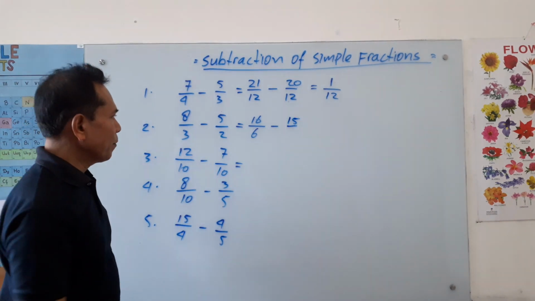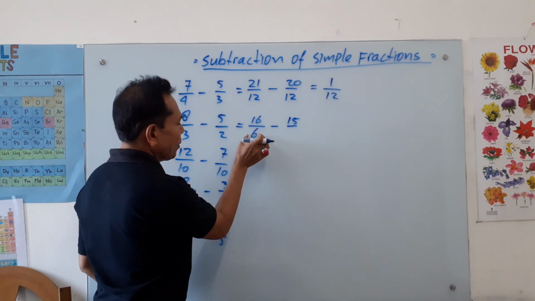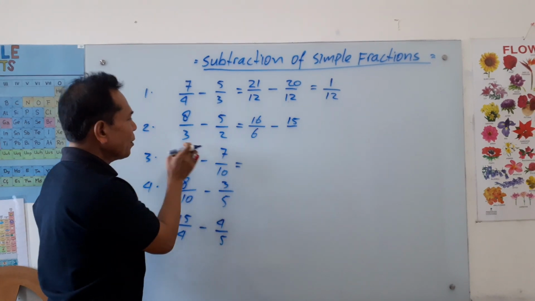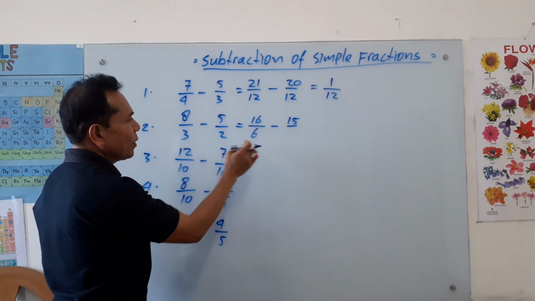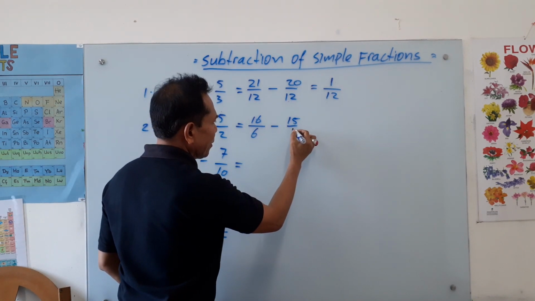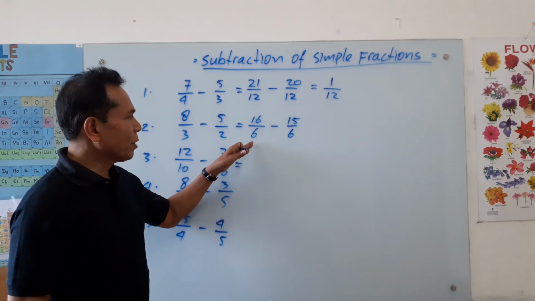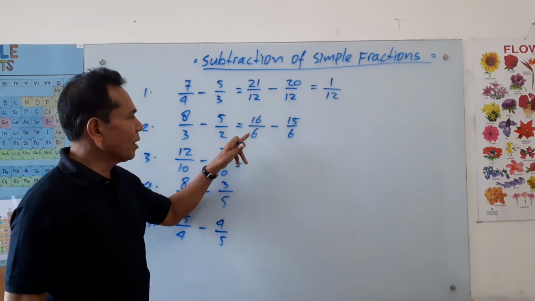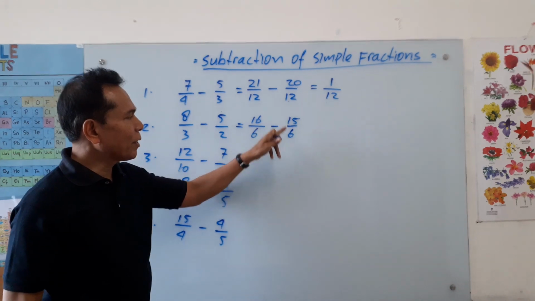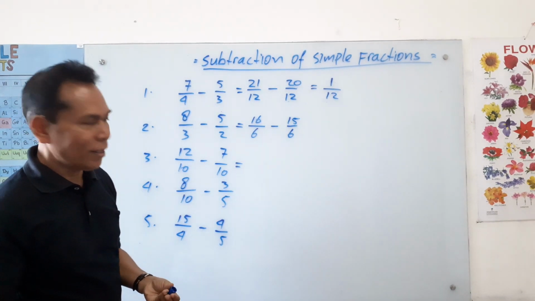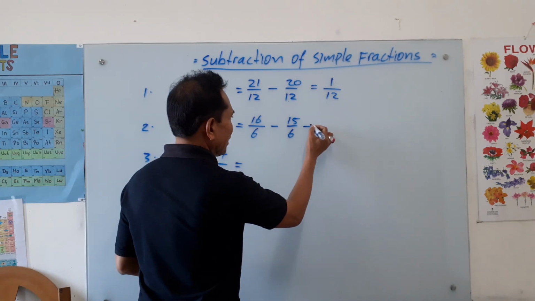15. Okay? Now, because 6 is the new denominator, the result of 3 times 2, we can use it for both sides. So 6. Now, it's done. Okay? Denominators are now the same. 16 over 6 minus 15 over 6. Alright? So we can subtract the fractions now.